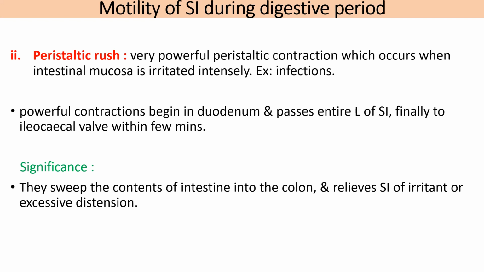Sometimes, when the intestinal mucosa is intensely irritated by certain toxins or infective agents, strong peristaltic contractions occur in the gut that sweep the contents of the small intestine rapidly into the large intestine. These powerful contractions are called peristaltic rush.